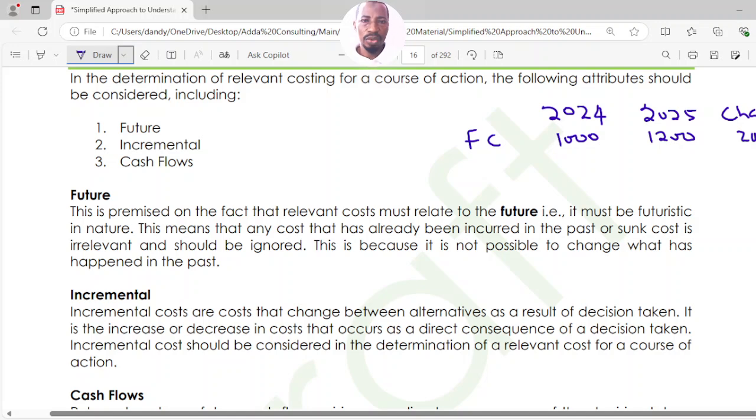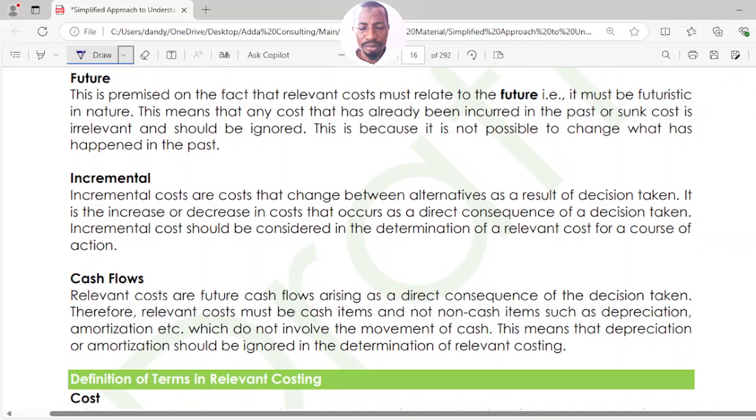If in the question, for example, you are given depreciation, amortization or provision, you should know that they are not related to cash. They are not cash items, so they are not cash flows. They should be ignored because for a cost to be relevant, it must relate to the future. It must be incremental and it must be a cash flow. All right. So these are the three attributes of relevant costs.